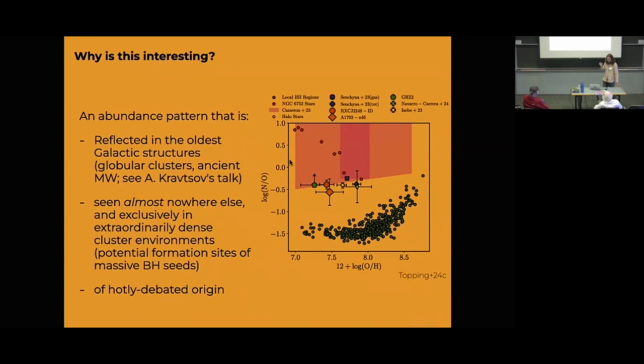Again, there are places that we do see it. These are almost exclusively systems that are extremely dense cluster environments, so stars that we think formed in some of the densest clusters, potentially also where we expect to see black holes most efficiently. And critically, this is of hotly debated origins. We've known about this in globular clusters for a very long time. It's in pretty much every globular cluster that you look at, and there are many candidate enrichment sources here. But this has not been resolved by any means, I think safe to say, from the globular cluster abundances alone. What is actually producing this?